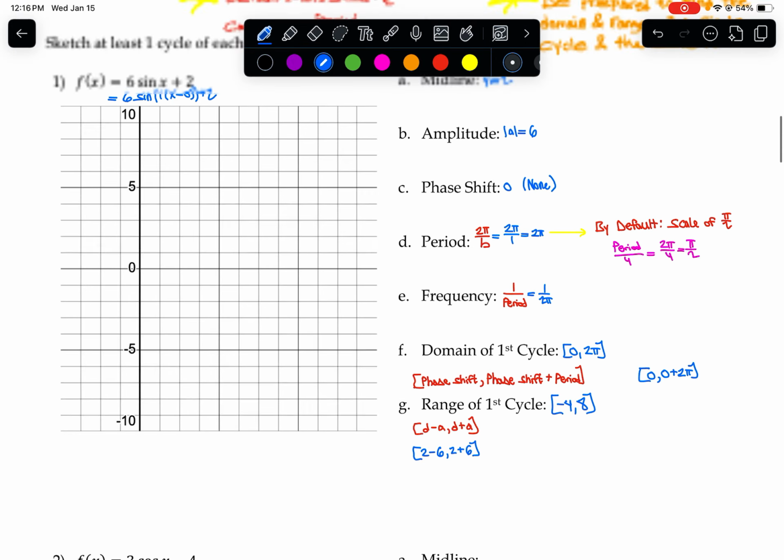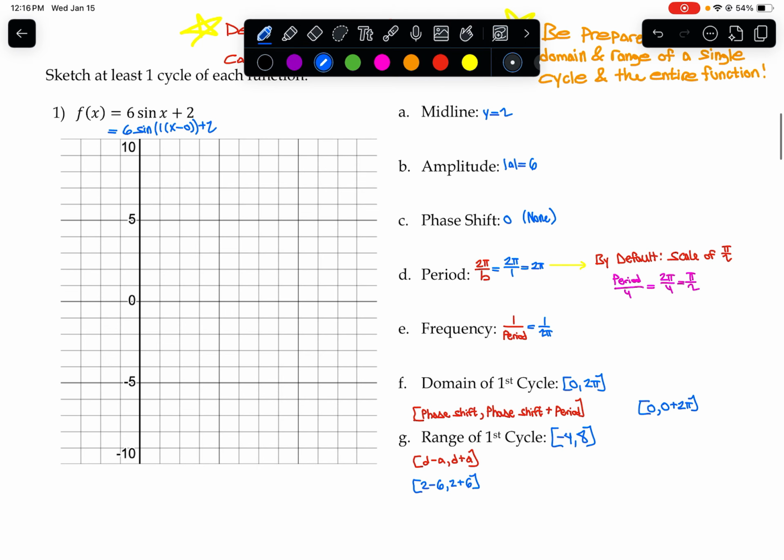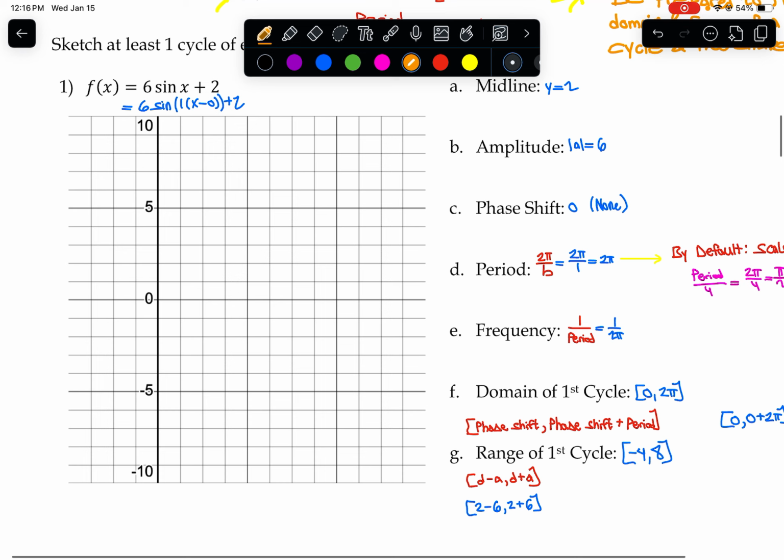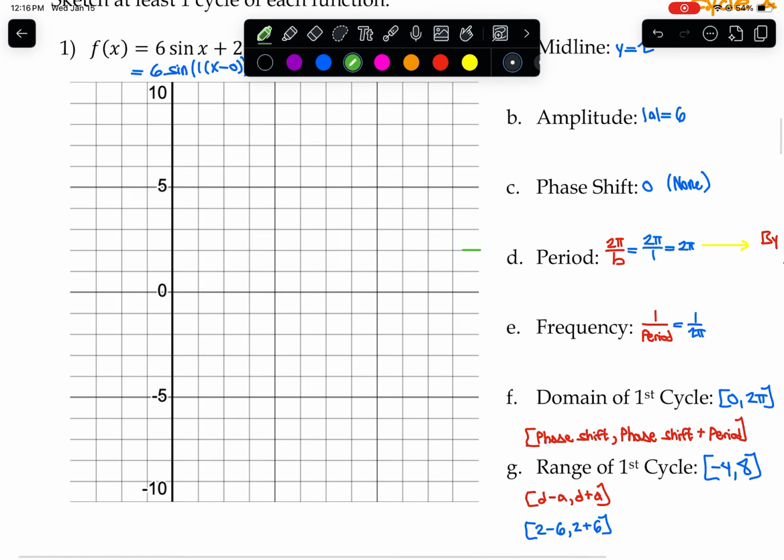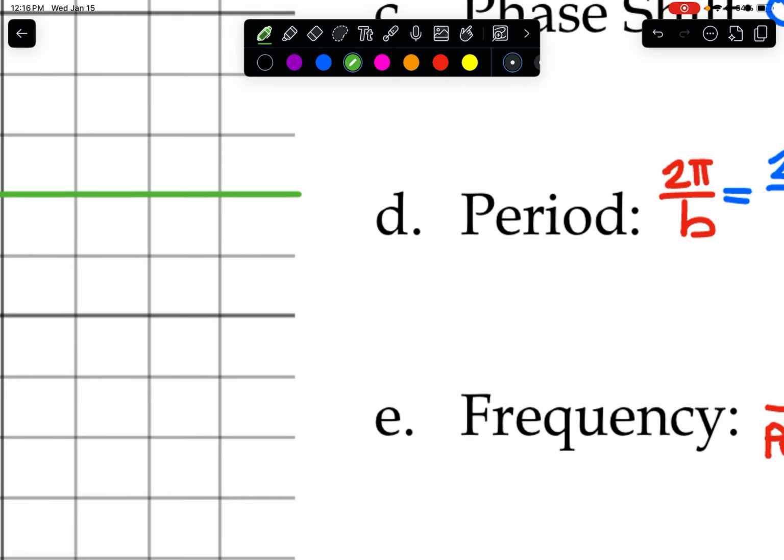All right, so now that I have all the attributes, I'm going to go ahead and put all of this on the actual graph. To start off, we're going to start from the top and work our way down through the attributes. I order these attributes in a specific way. So we're going to start with the midline. I'm going to put a horizontal line at the value 2. So this is going to be the midline, y equals 2.